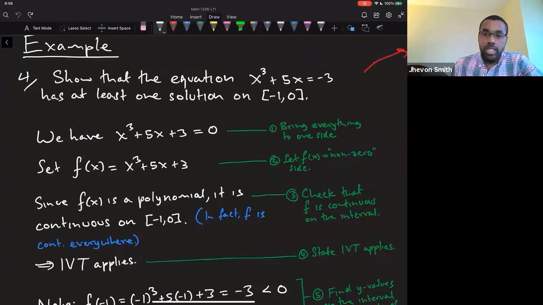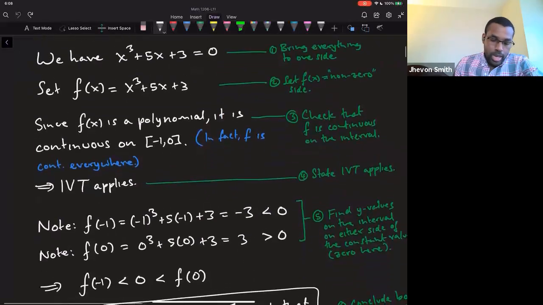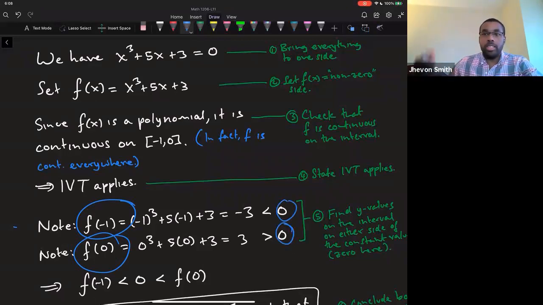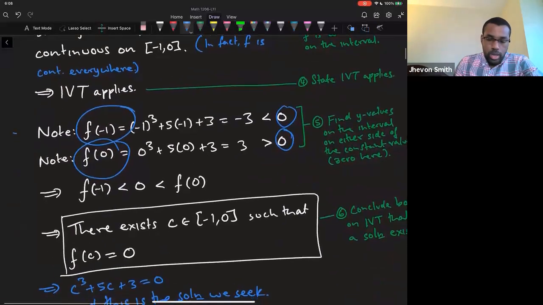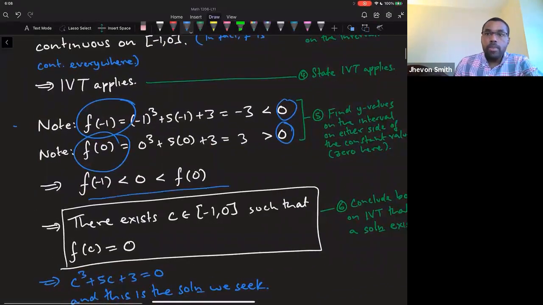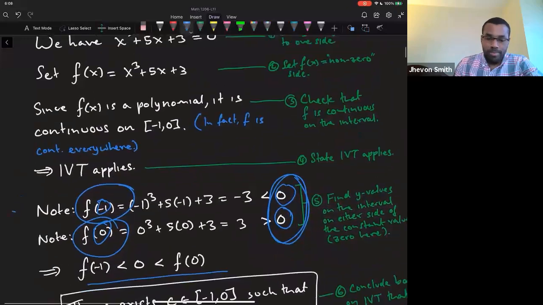So once you have that the function is continuous, all you have to do is show that you can find outputs of that function that bound the constant that you care about from both sides. There's a y value that is above that constant, and then there's a y value that is below that constant. Once that is true, the intermediate value theorem will take effect, and you can prove that there must be an x value in between the inputs of two original y values, whose output will give you specifically that number.